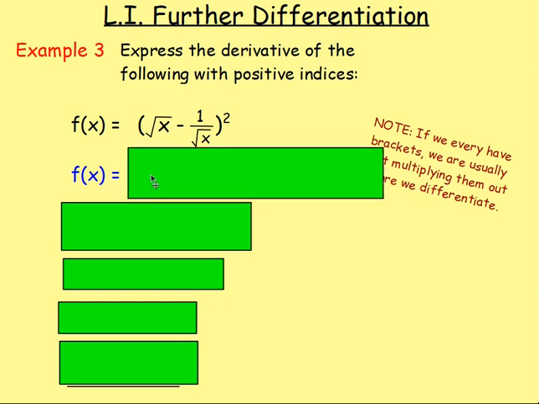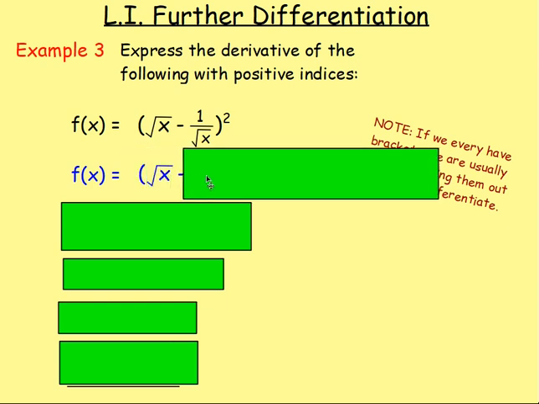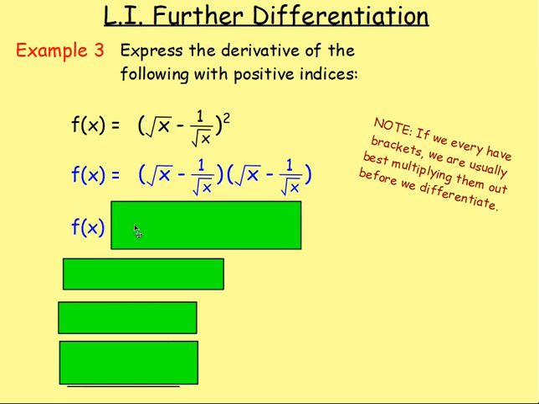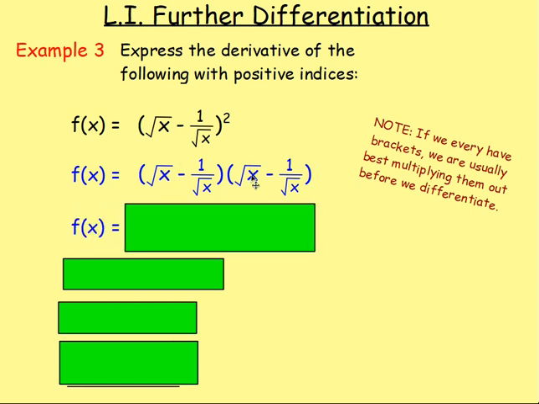We are not differentiating yet. All we're doing is the root x minus 1 over root x times by itself. So from there, multiply out the brackets. Think foil, think rainbows, think multiplying out brackets. And if you do the square root of x times the square root of x, well, that's x to the power of a half times x to the power of a half. Add the indices. A half add a half is 1, so it's x to the power of 1.